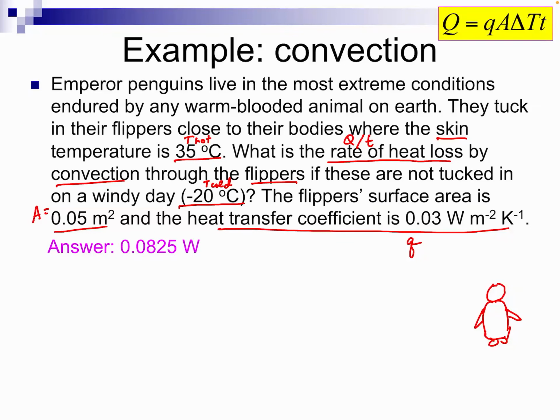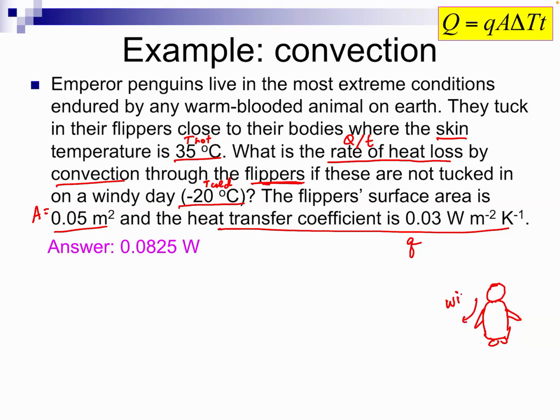Okay, so of course the penguin, all of its skin is exposed to the atmosphere, right? So there will be heat loss all throughout the exposed surface area of the penguin's body. If you want to find the total heat loss by the penguin, we do have to take into account the total surface area that's exposed to the wind. But what we are only after here is the rate of heat loss through the flippers in case they're not tucked in. So it's just the rate.